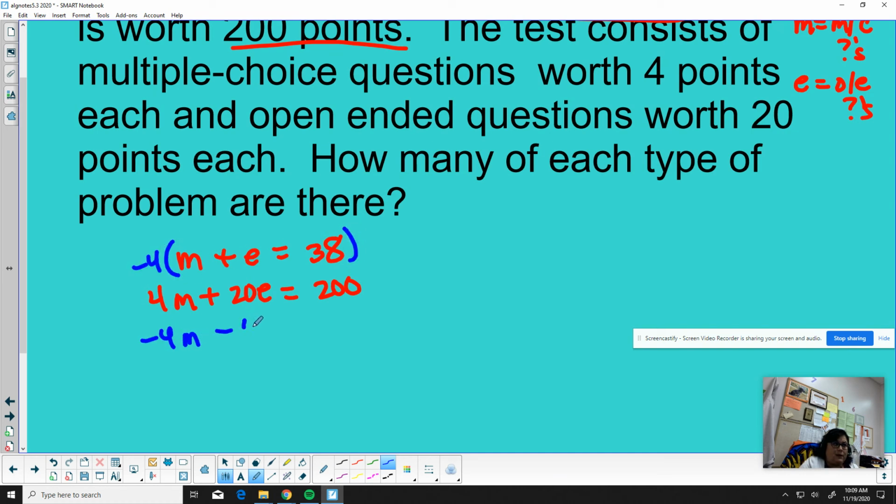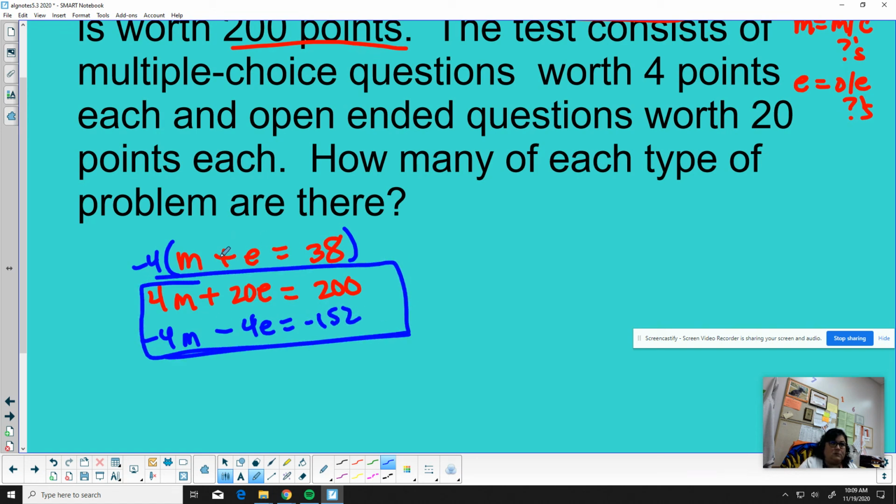So -4M minus 4E, 38 times 4, I don't know what that is, 152, negative. So I'm combining these two. This is just my original. So the M's cancel. This is 16E, and then 200 minus 152 is 48. And if I divide by 16, I get 3. So there are 3 open-ended questions.